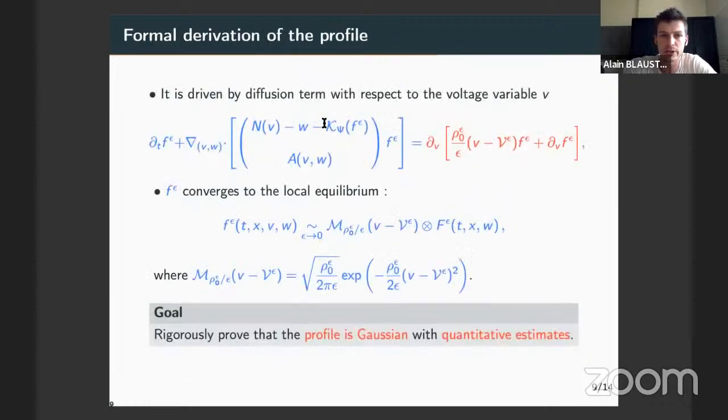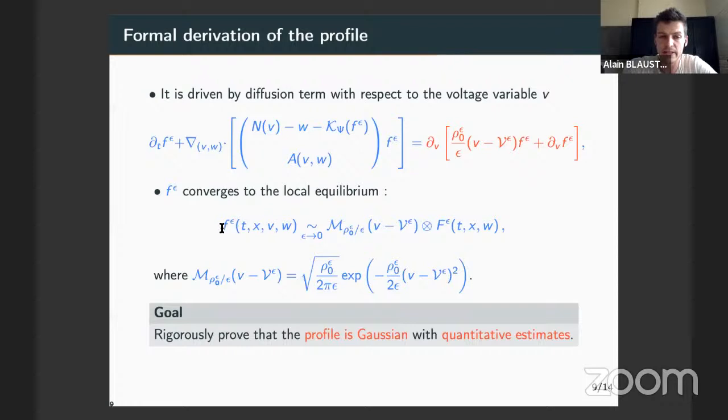Yeah, so let me again formally explain what happens. This is where the diffusion term gets important, because the diffusion with respect to V is the term that drives the profile. So indeed, this is just formal, but if we gather the leading order with respect to epsilon with the diffusion term and put them together, you can see that the right-hand side is cancelled by the Maxwellian. So the functions that cancel the right-hand side are of the following form: exponential of minus V squared, basically.